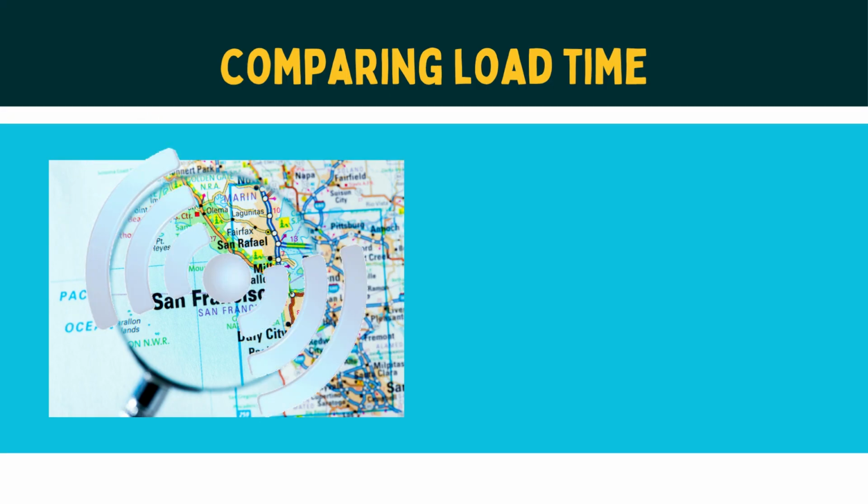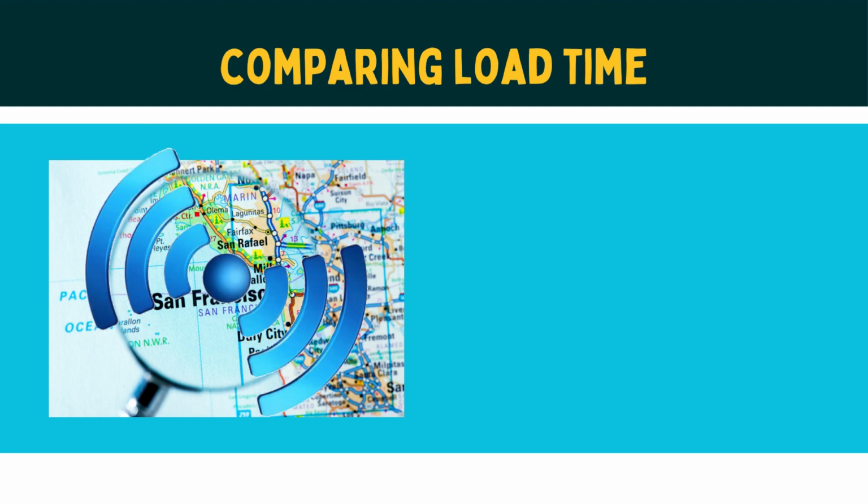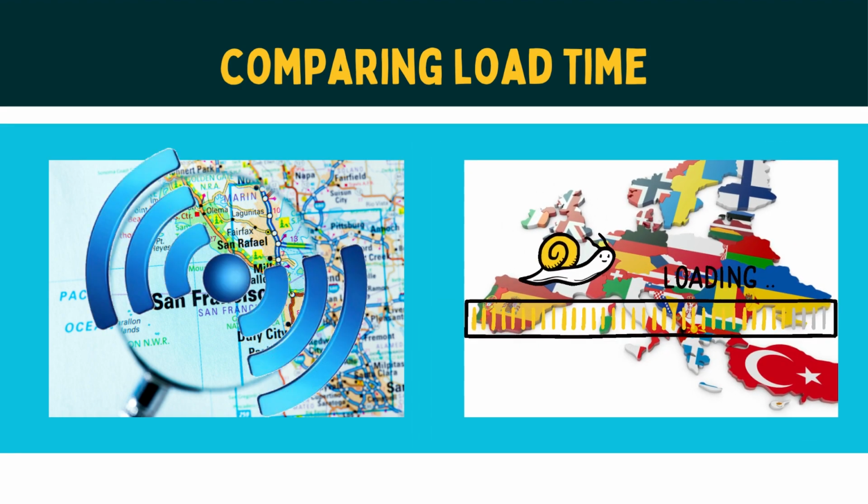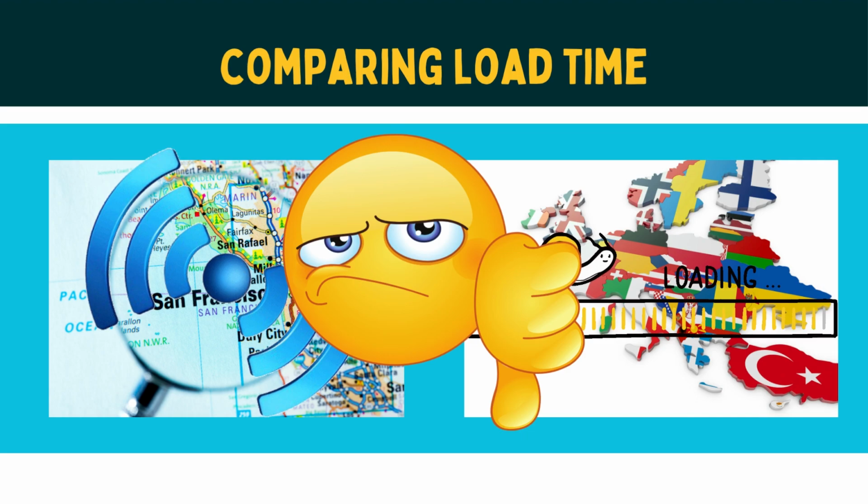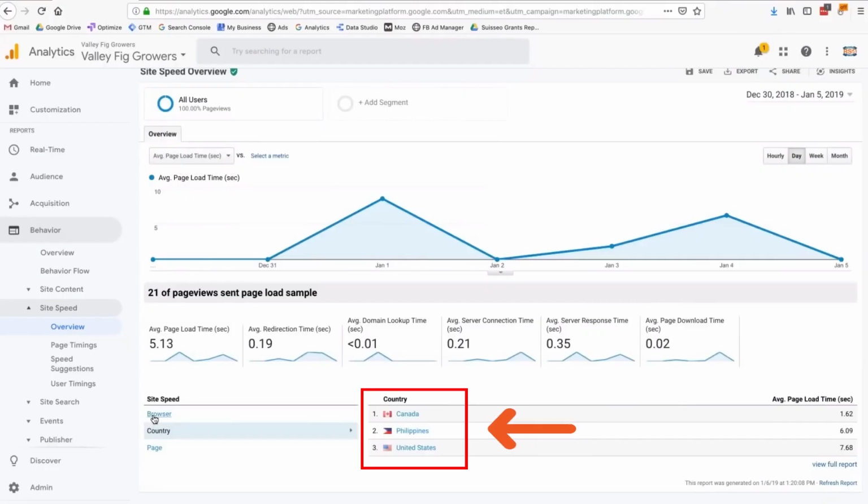Suppose you are in San Francisco, United States, and have access to a high-speed network. On the other hand, someone in another city or country may not be on the same high-speed network and may have a lower bandwidth or slower network. This difference can impact the page load time. In Google Analytics, you can view the breakdown of page load time by country. Additionally, you can analyze the load time of individual pages on the website.